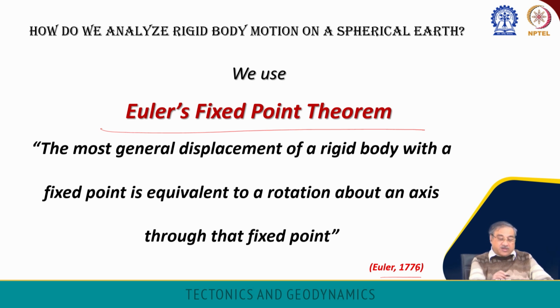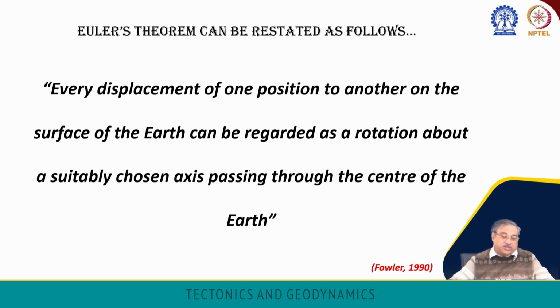And once again, what he was talking about was a general displacement. If you have a rigid body, and it's moving with respect to a fixed point, whatever motion takes place doesn't have to be on the surface of a sphere. The most general way that you can describe that motion is that it's a rotation about an axis passing through that fixed point. So it can be considered to be an axis that's passing through that fixed point. So this was Euler's original statement of the fixed point theorem.